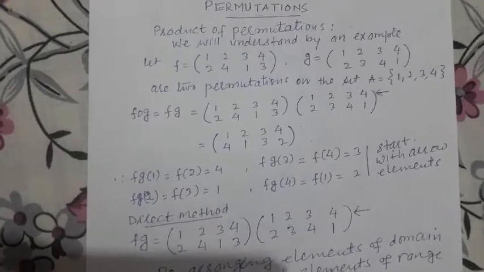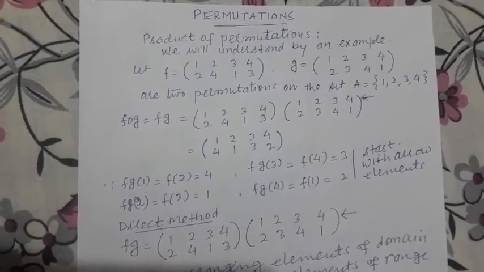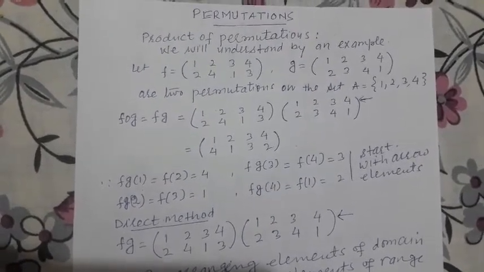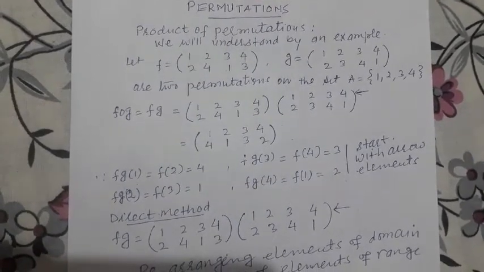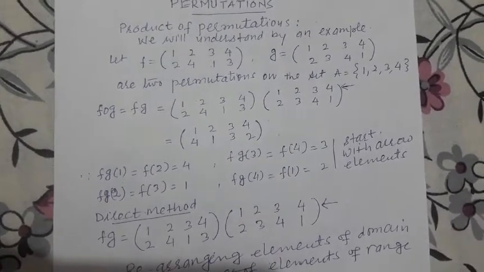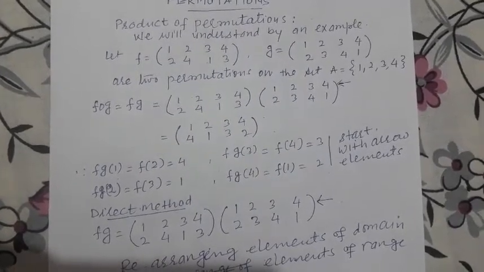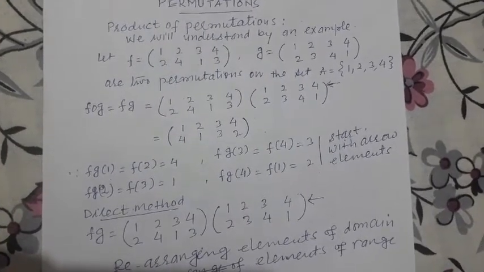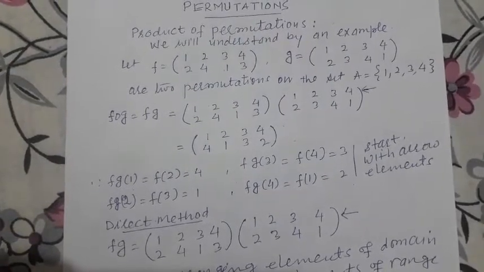Then we defined two row notations. Today we will operate on two permutations. So first today, how can we find the product of two permutations? We will understand this concept by an example.